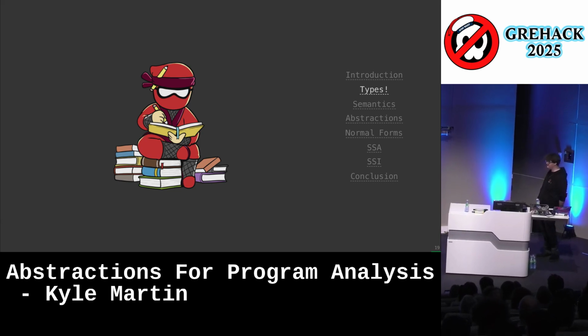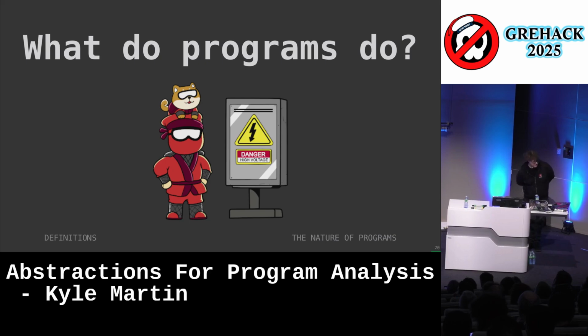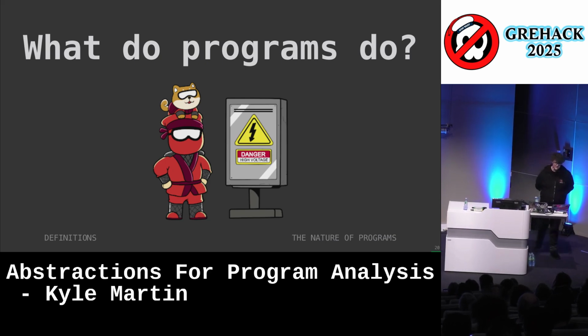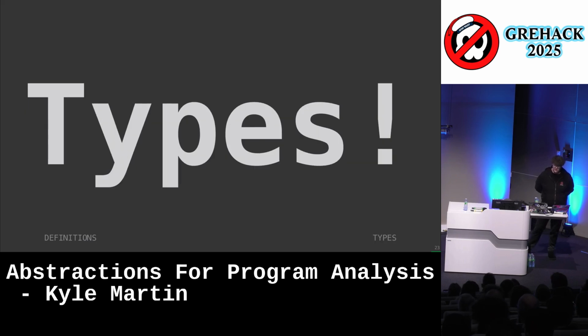But we were talking about definitions, and I got a little bit carried away. So let's start from the beginning again, but this time we won't stop asking questions. So, what do programs do? They move and manipulate data. And what mechanism do we use in source code to describe those data? You literally define the structure of your data using types.